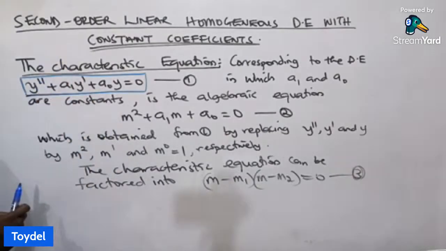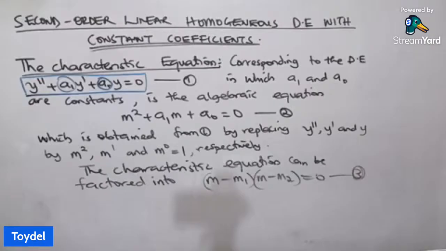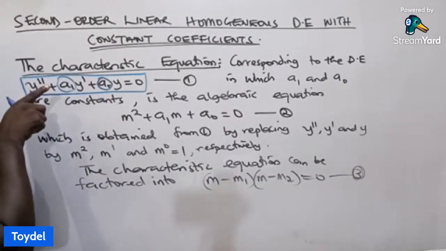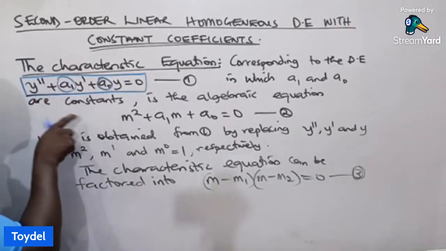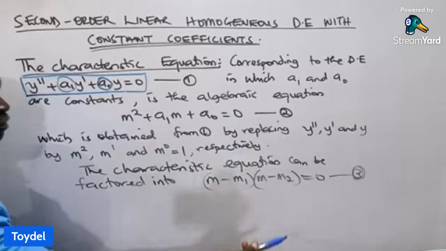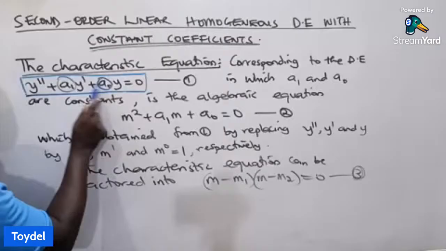Then in this case also, a1 and a0 are constants, they are not variable. We can also have second order linear non-homogeneous differential equations with variable coefficients. If it is with variable coefficients, then this method of resolution will not be applicable. But what we are trying to consider in this video is the second order linear homogeneous differential equation with constant coefficients. We know the meaning of homogeneous now. The right hand side must be equal to 0. Then constant coefficients simply means that what you have beside y prime and y must be constant. a1 and a0 must be constant.